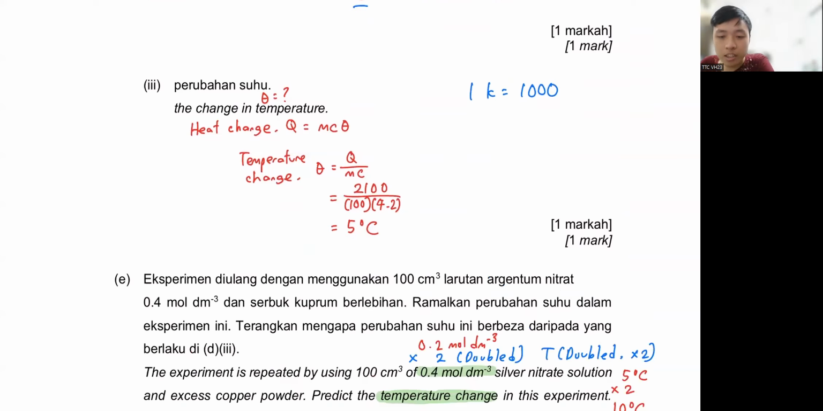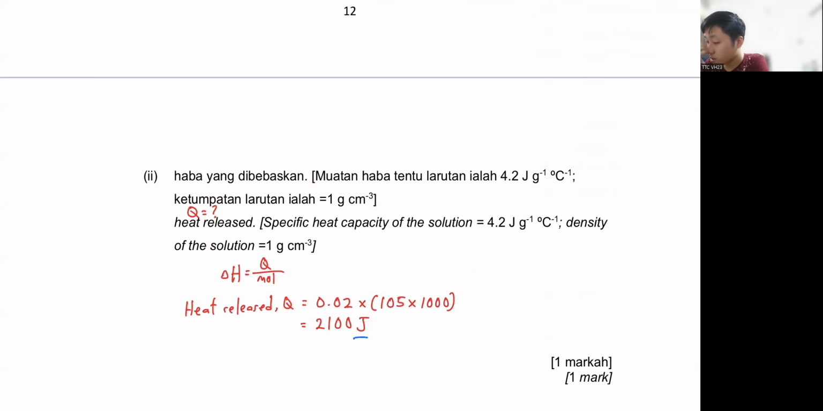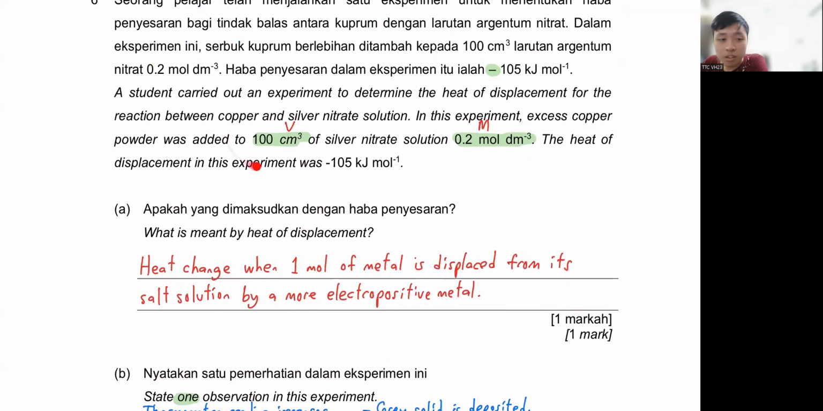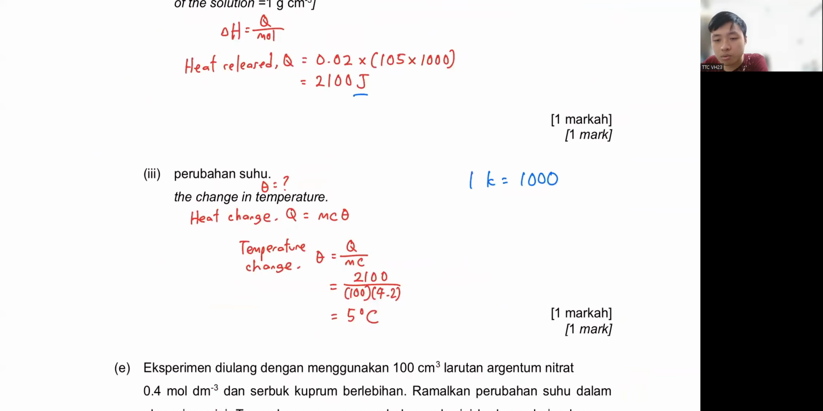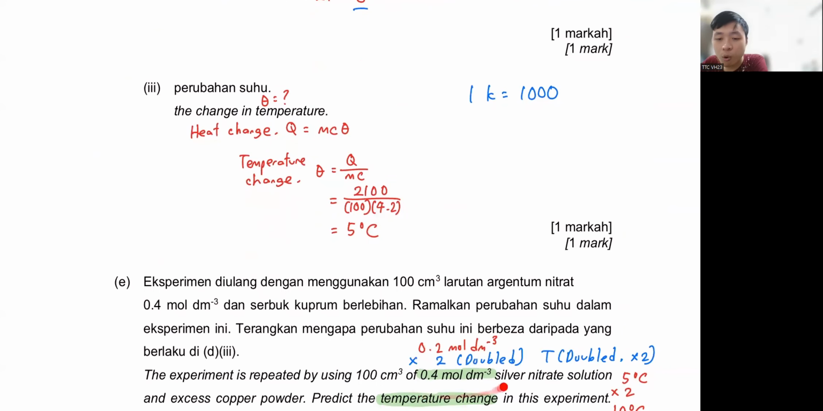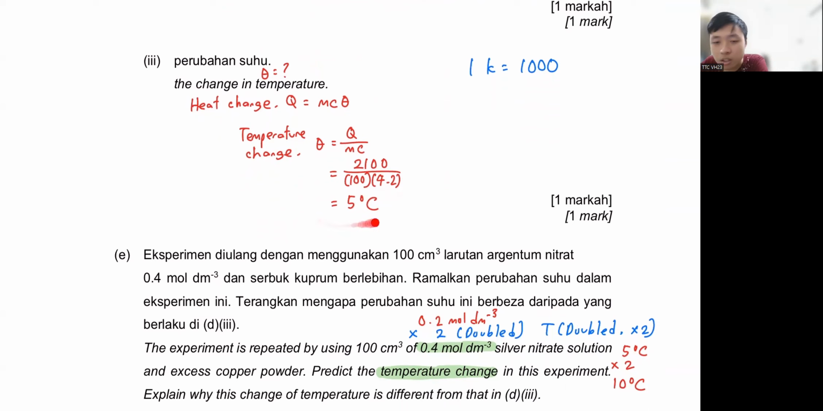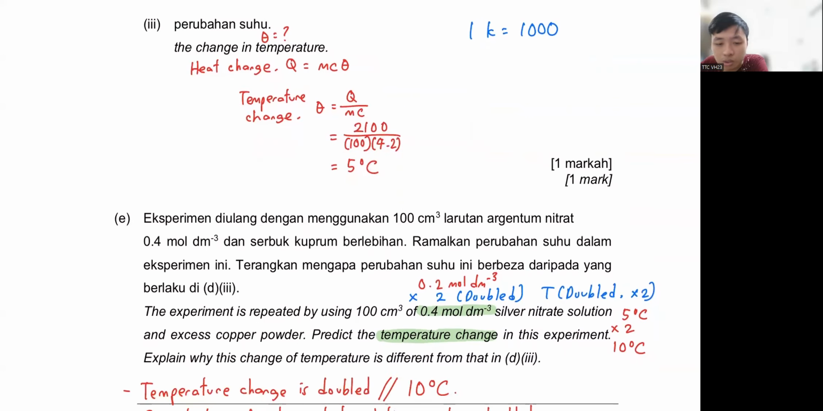Now, E is difficult. At the beginning, they used 100 cm cube of 0.2 mol dm cube. What happens now is that instead they use 100 cm cube of 0.4 mol dm cube. So 0.4 means the concentration is doubled. If it's doubled, the temperature change also doubles. At the beginning, you calculated 5 degrees Celsius, so now it becomes 10 degrees Celsius.